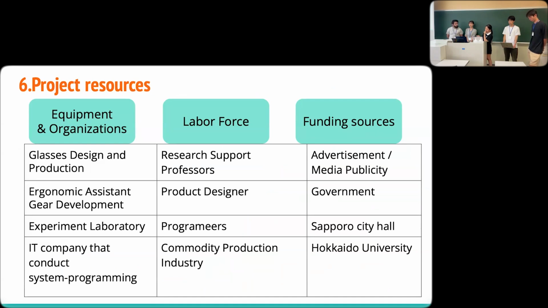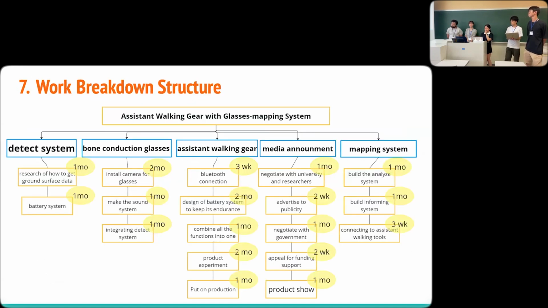And also, we advertise our project to the public, and we are trying to appeal for financial support at the same time, which means the funding sources. We gather foundation from government like Sapporo City Hall and education institutions like Hokkaido University. And next here's our more specific work breakdown structure.